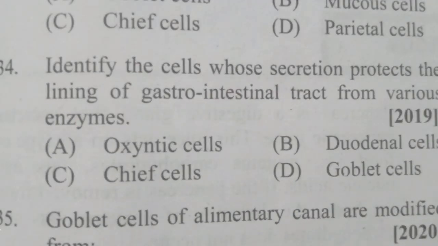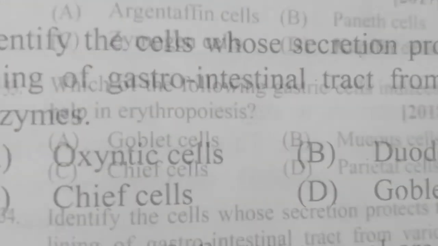Okay, our next question is on the screen itself. Identify the cells whose secretion protects the lining of gastrointestinal tract from various enzymes. Okay, try to solve it. From page 263, second paragraph, we get to know that goblet cells secrete mucus, and mucus, as we know, protects the inner lining from various enzymes, various acids, etc. in our gastrointestinal tract. So our correct answer is D.